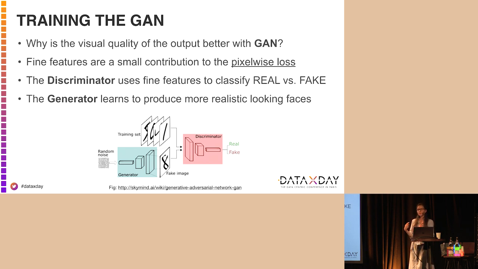If you think about those fine features that I mentioned, like the eyelids, the eyebrows, the corners of the nose, all those sorts of features, they actually make a rather small contribution to the pixel-wise loss. So they don't become sharper until much later in the training. However, conveniently for us, it turns out that the discriminator seems to use precisely these fine features to distinguish between what is real and what is fake. So the generator learns that, and it starts to produce faces that look more realistic in order to fool the discriminator.